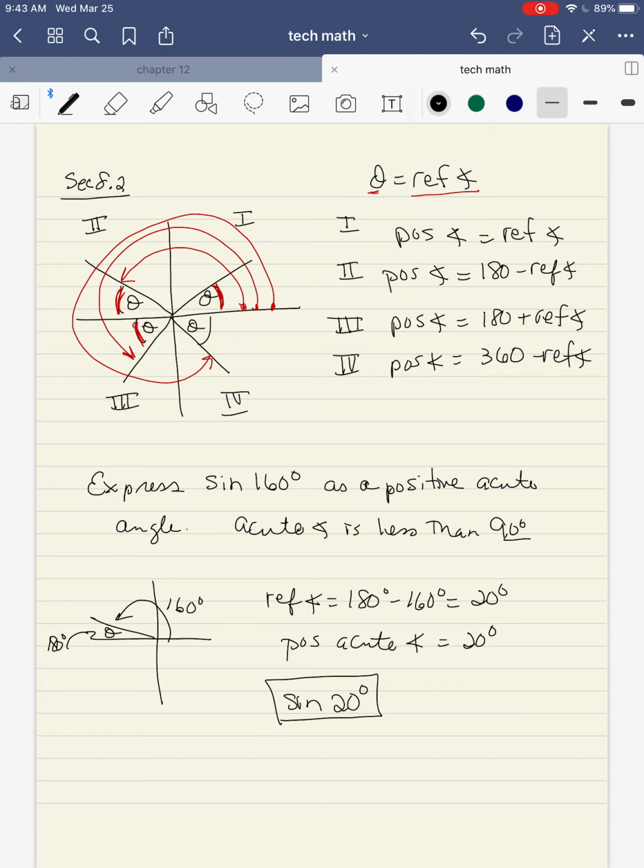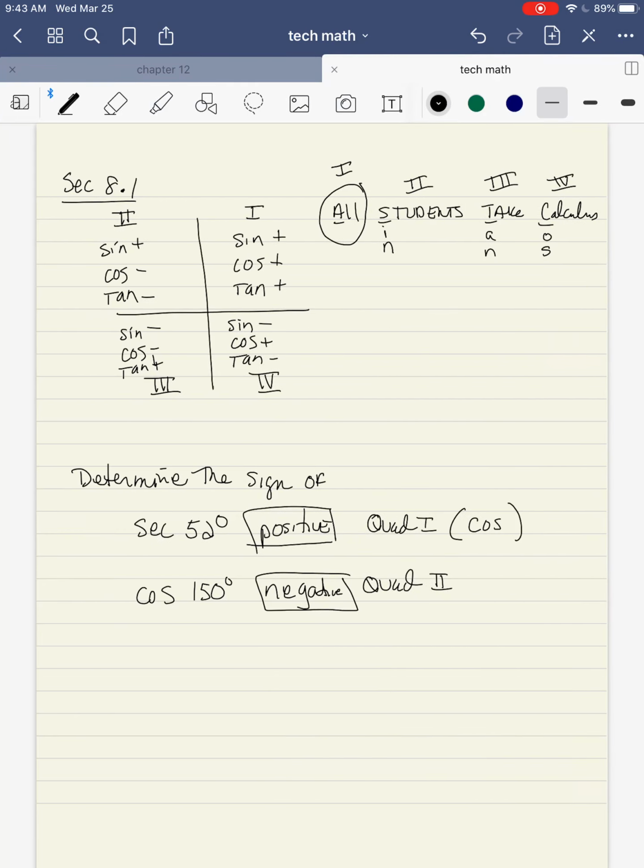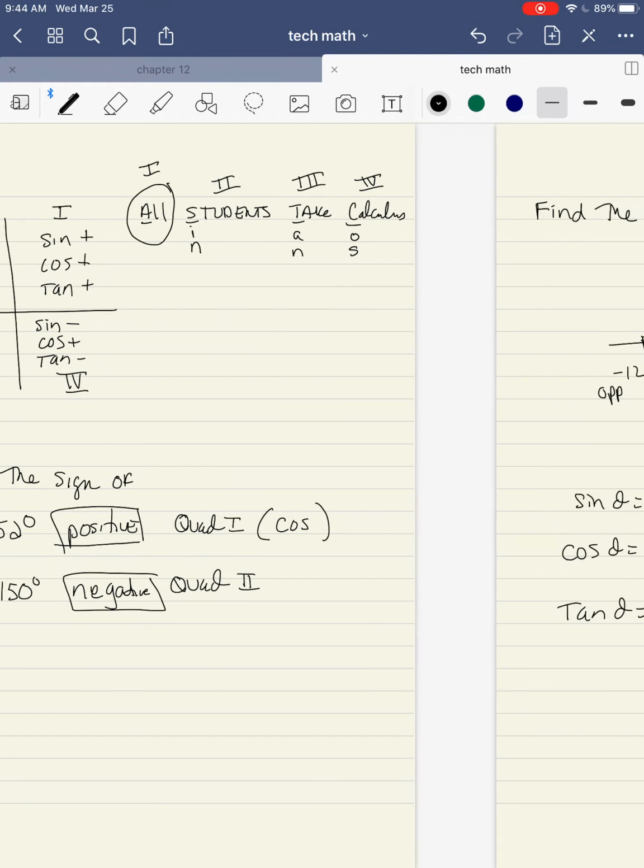And since the sine is positive in quadrant 1, the sine of 20, or the sine of the reference angle, will still yield me the same answer. I know sine is positive in quadrant 1 because of our chart over here. Sine is positive in quadrant 1.